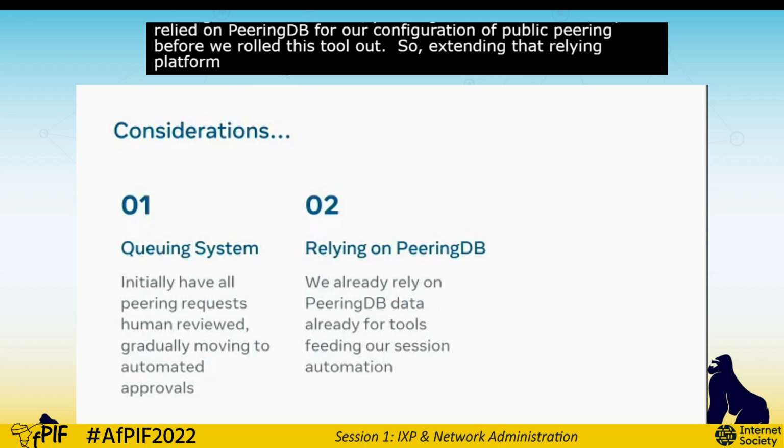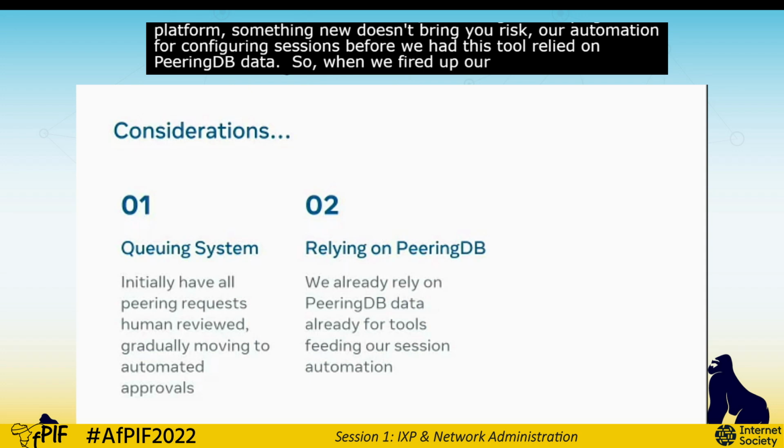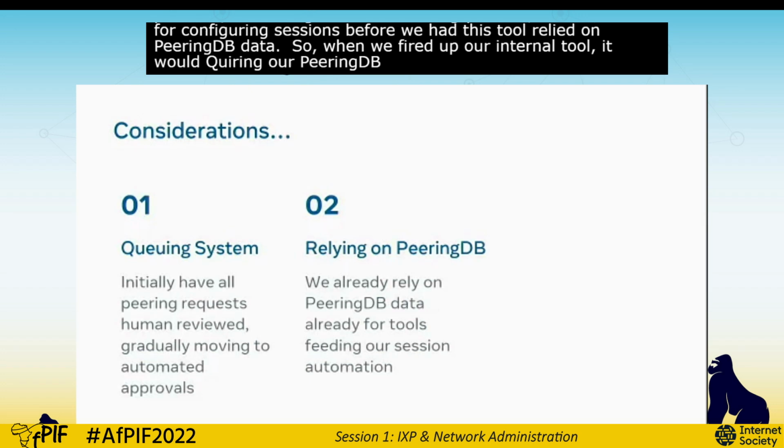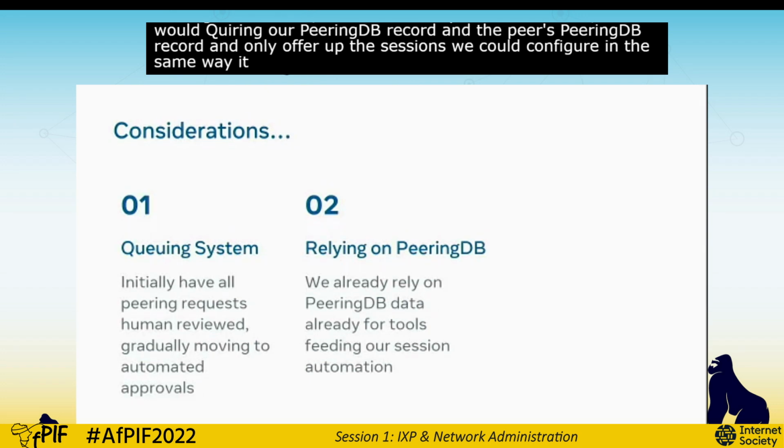Our automation for configuring BGP sessions before we had this tool actually relied on PeeringDB data. So when we fired up our internal tool, we would query our PeeringDB record and the peer's PeeringDB record, and only offer up the sessions that we could configure, in the same way it does in an external tool. So that's no new issue for us.